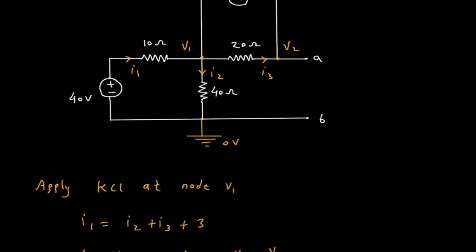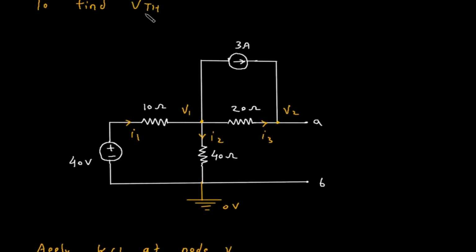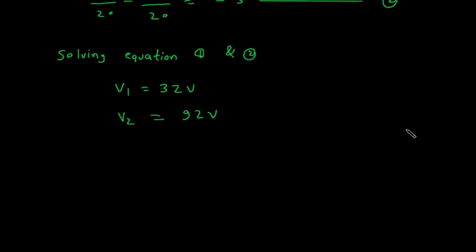What we have to find? We have to find VTH. VTH is equal to V2. Therefore, VTH is equal to 92 volt.